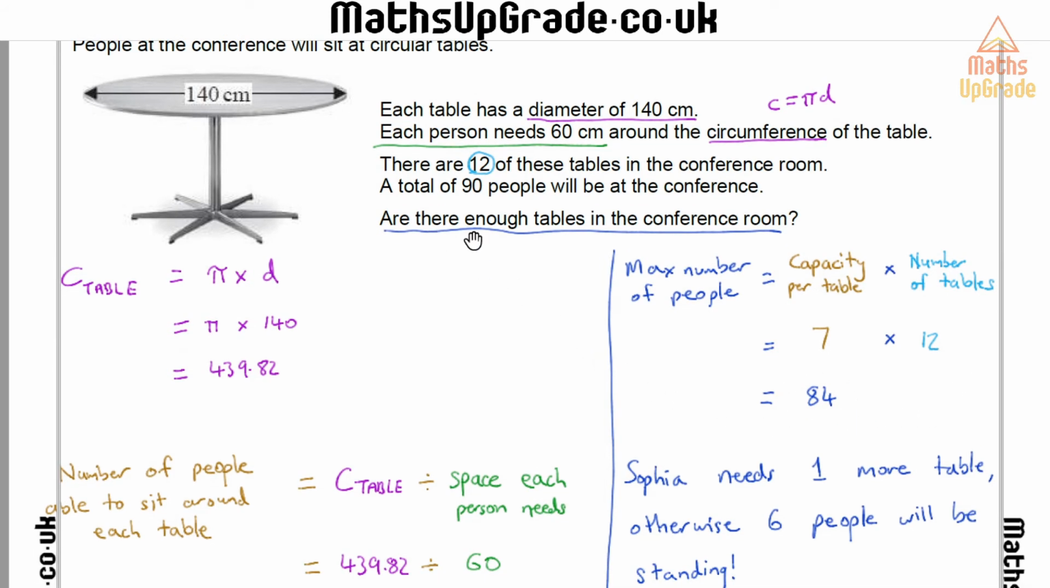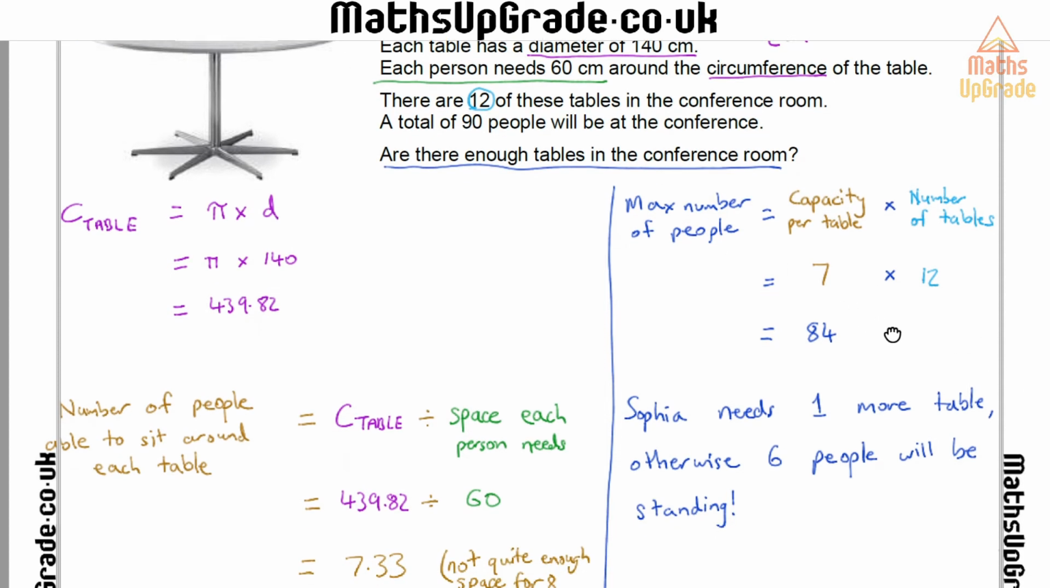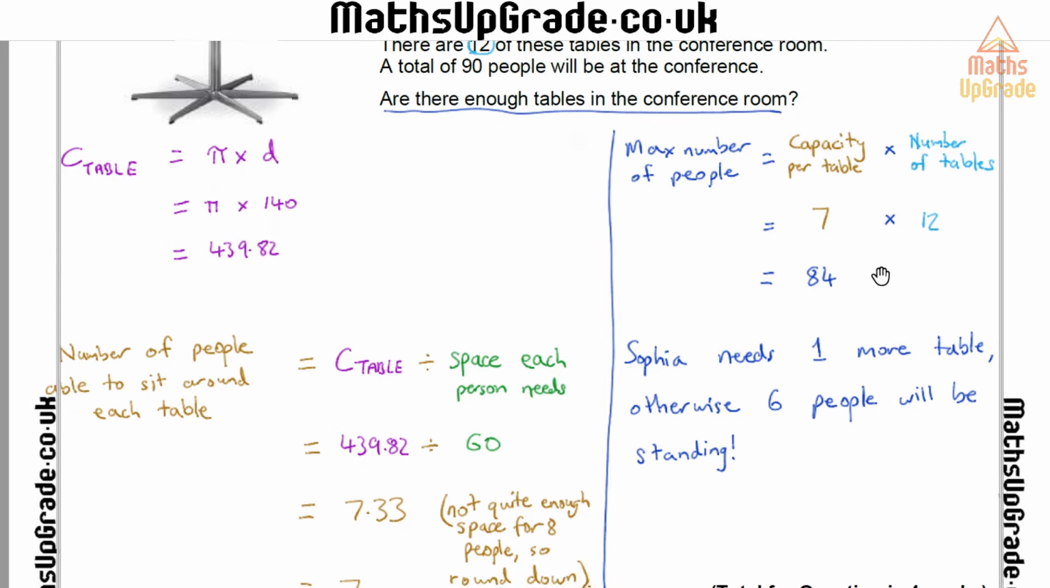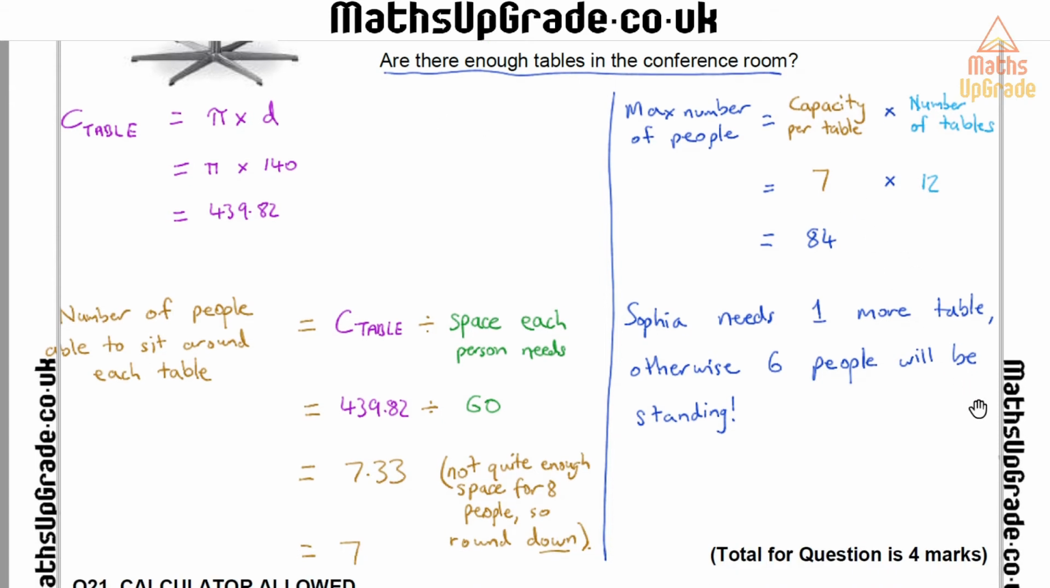So are there enough tables? Well, she needs 90 people at the conference, so she'll need one more table, and one more table will be enough, because 7 times 13 would give you 91. So one more table, otherwise 6 people will be standing. So the whole question there is worth 4 marks.